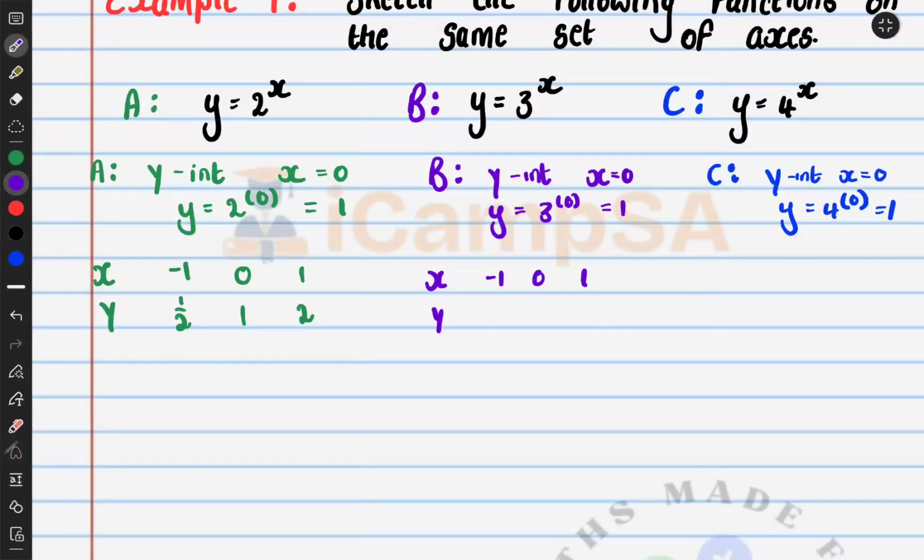3 to the exponent -1 is going to be 1 over 3, and then 3 to the 0 is 1, and 3 to the 1 is 3. Then let's come here for the final one. Let's pick 3 values, -1, 0 and 1, and then y is equal to 1 over 4, 1 and 4. What are we expecting here? What are we expecting to see?